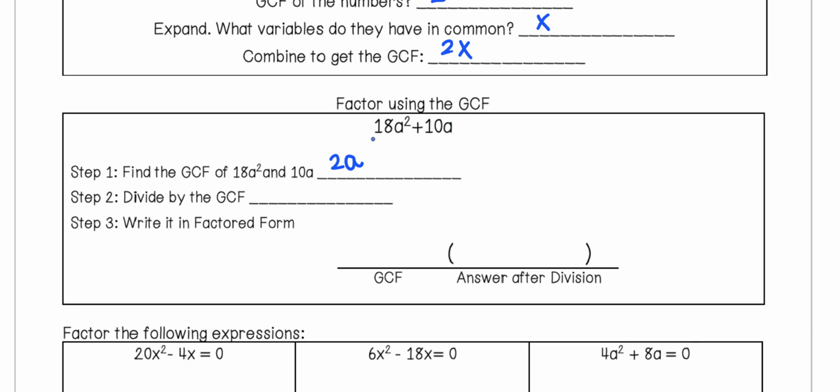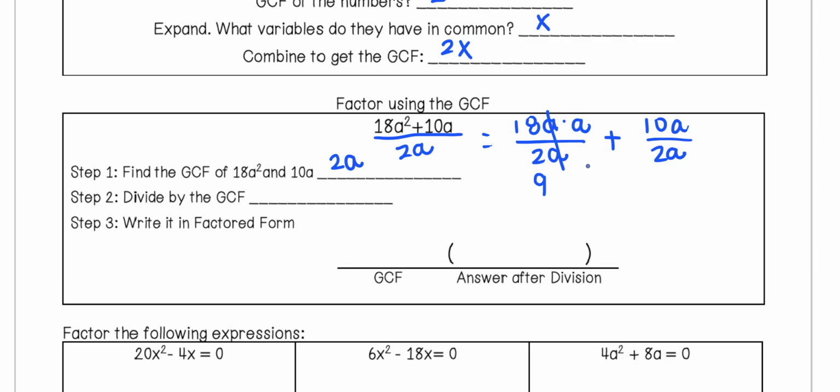So we're going to take this whole expression and divide it by the GCF, which in this case is 2a. We have 18a squared, which means 18 times a times a, and we're going to divide that by 2a, but we're also going to divide 10a by 2a. When we do this, 18 divided by 2 is 9. One of these sets of a over a turns into one whole, so we're left with 9a in the first term. Our plus sign comes down. 10 divided by 2 is 5, and a divided by a is 1 whole. So we're left with 9a plus 5 after we divide by the GCF.